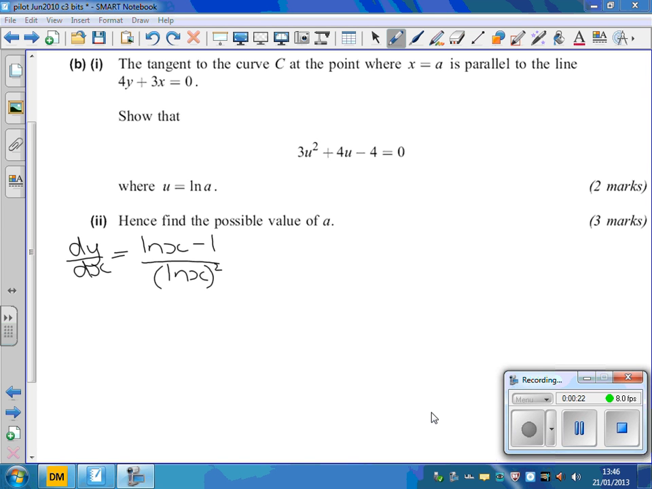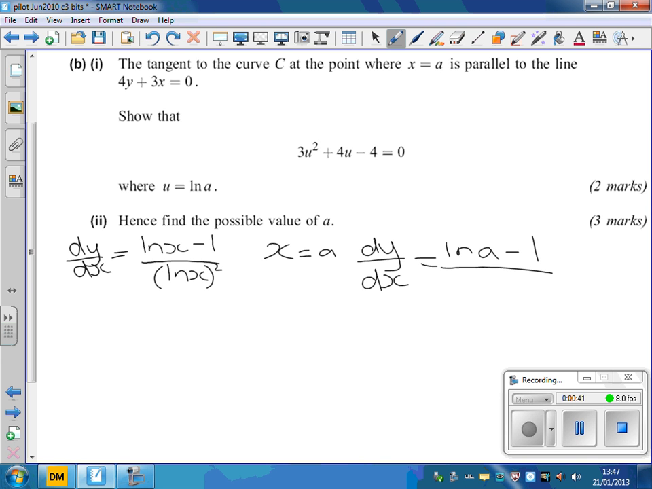So what we're going to do now is substitute x equals a into that so that we can work out what dy/dx, or the gradient of the curve C, is at that point. So subbing in x equals a into this, what we get is that dy/dx equals (ln a minus 1) over (ln a) all squared.